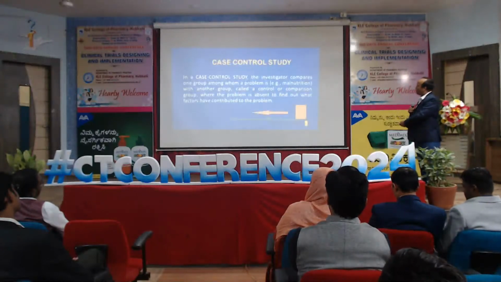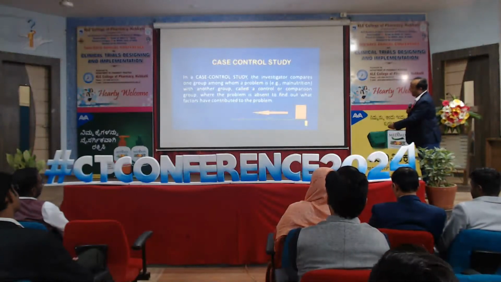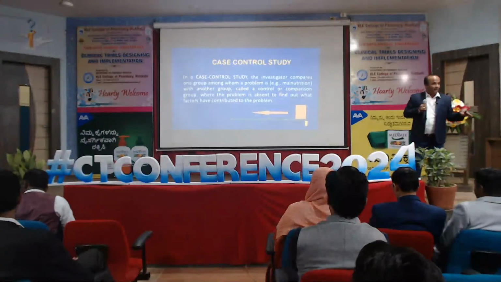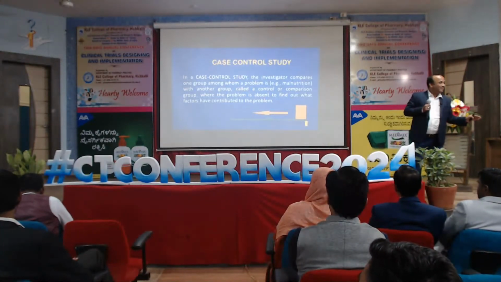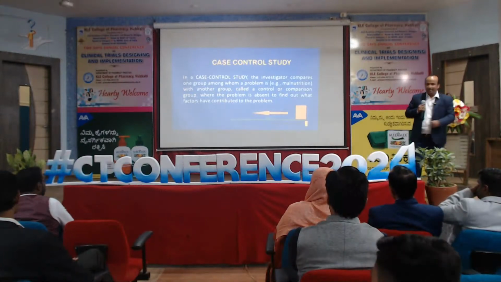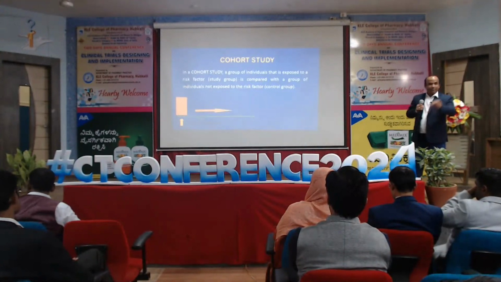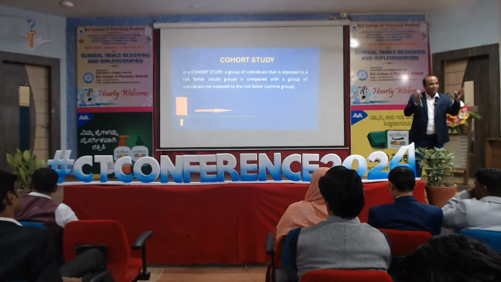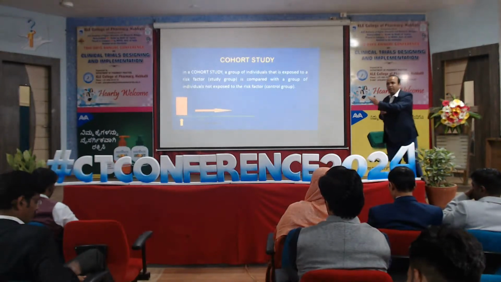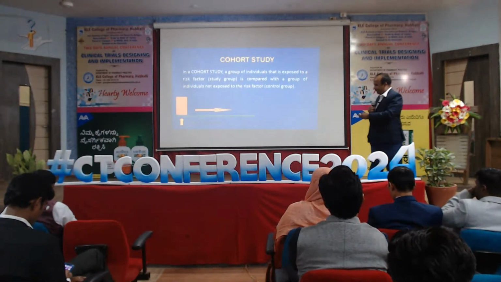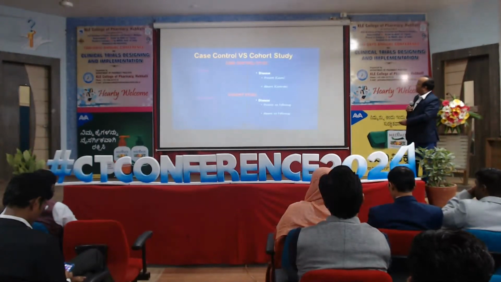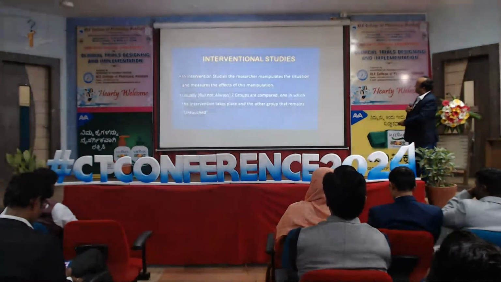So case control, what do we do? We go back in terms of time. The outcome has already occurred, the disease has already occurred. Then we try to find out what the disease has been caused by. What happens in cohort? The disease has not occurred. We have a group of people. Then we follow them for a period of time, see the risk factor, then the outcome. This is again the same.